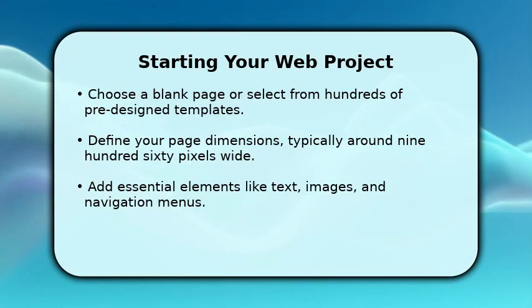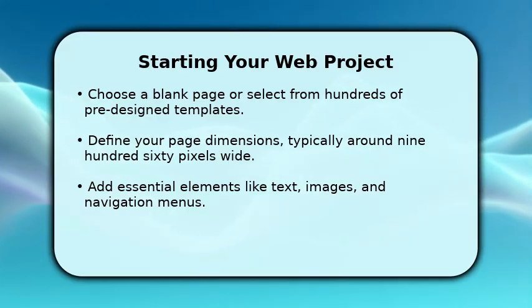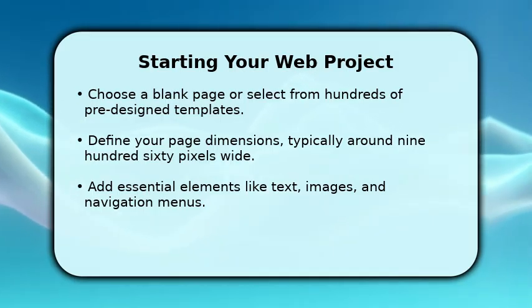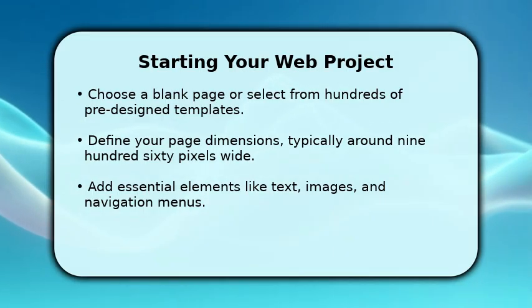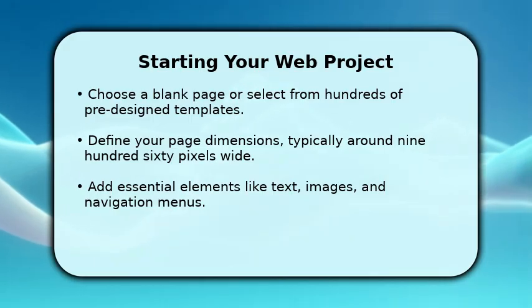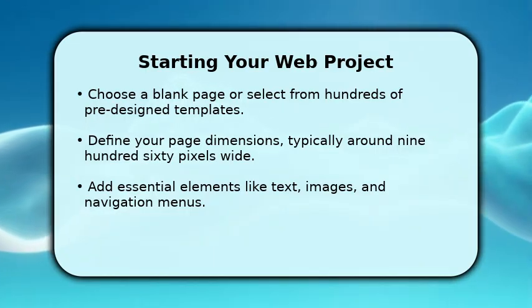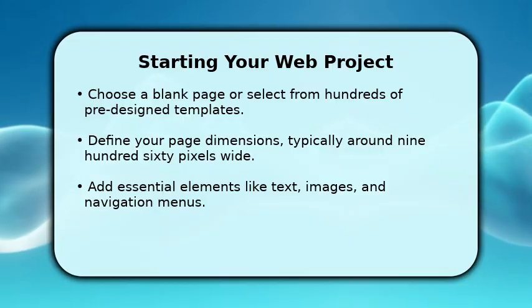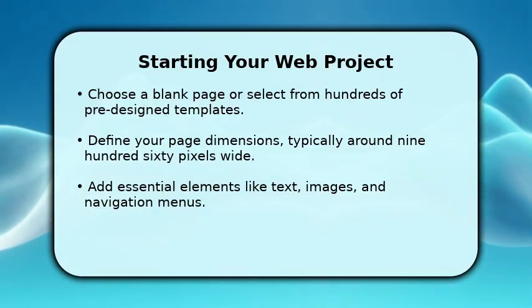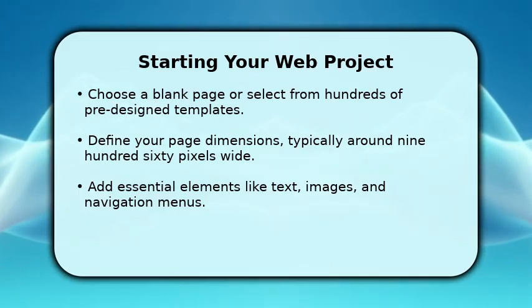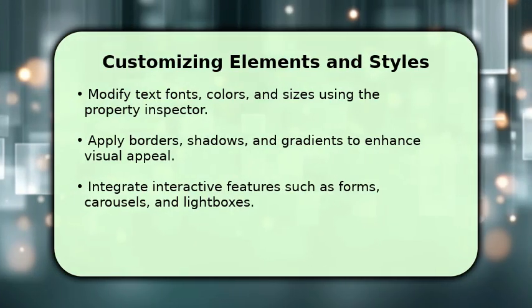To begin your project, you can either start with a blank canvas or choose from hundreds of professionally designed templates to kickstart your creativity. You'll define your page dimensions, often around 960 pixels wide, ensuring a consistent layout. Then, simply add your core elements such as text, images, and navigation menus. Use the intuitive layering and alignment tools to precisely position everything, giving your website a polished and organized appearance from the very start. Now, let's dive into customization.